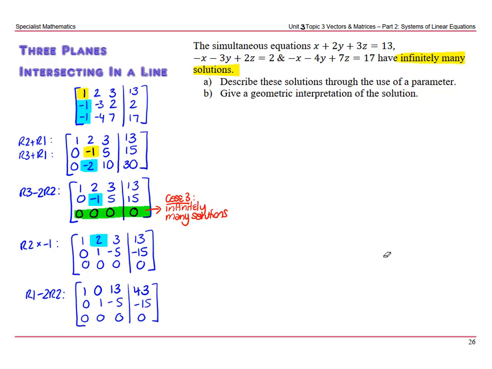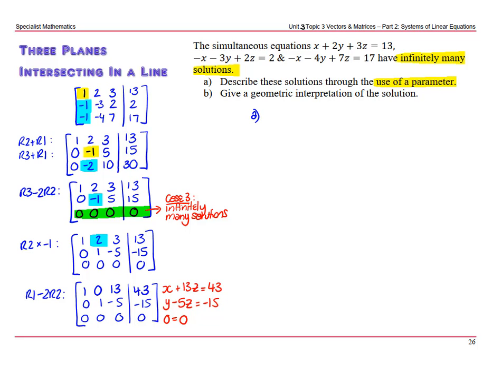So from here you can see that I've got zeros in every row. So two variables in each row. The last one is my 0 equals 0, which I already worked out. The row 2 is y minus 5z equals negative 15. And row 1 is x plus 13z equals 43. So now let's answer our questions. Part A said, describe these solutions with the use of a parameter.